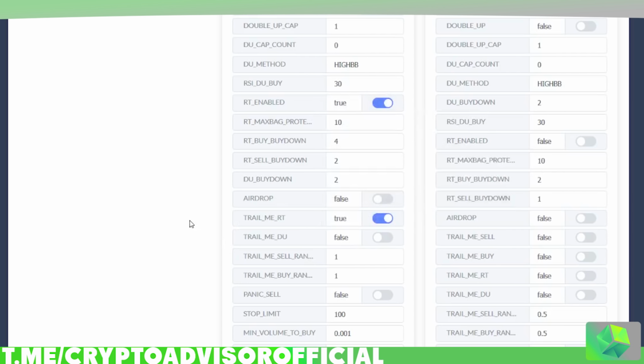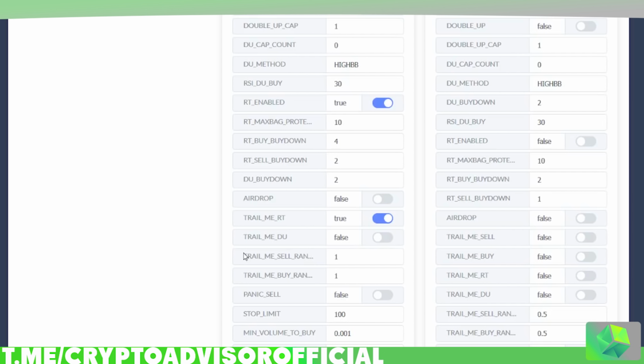So this is what I really like to use. I like to use trailing buy for reversal trading. So this can get a little bit complicated or confusing for you guys. So trail me RT. So this means once it goes down 4%, after it's sold at 2%, then it will be looking for it to go back up 1% before buying back in. So this way, instead of doubling up your bags, you're selling for a loss, buying back at a lower price, and then considering your strategy and making profit on that trade based on your initial buy-in.